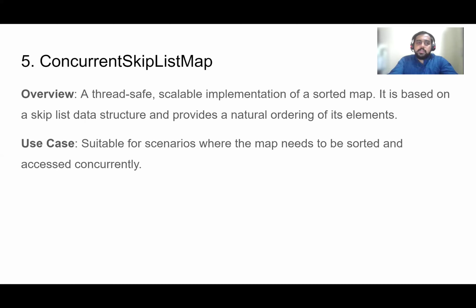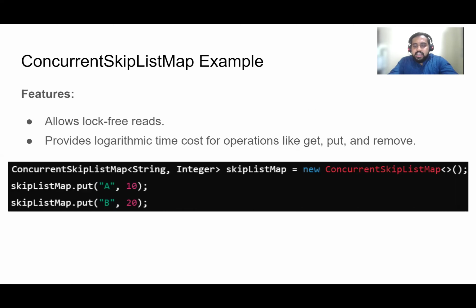Let's say a ConcurrentSkipListMap. It's a thread safe, scalable implementation of a sorted map, based on the skip list data structure that I already mentioned. What is a skip list? I'll talk about that in our data structure and algorithm classes. It provides natural ordering of its elements. It's suitable for a scenario where the map needs to be sorted and also thread safe, accessed concurrently. Then we can go with a ConcurrentSkipListMap. This is an example where I created a ConcurrentSkipListMap and added two values, A and B, with 10 and 10.